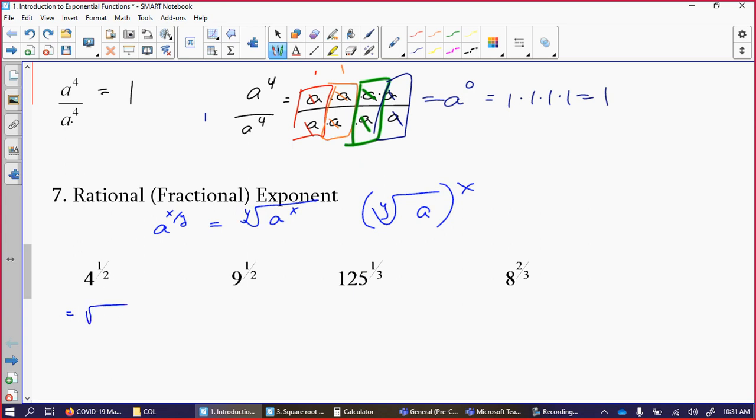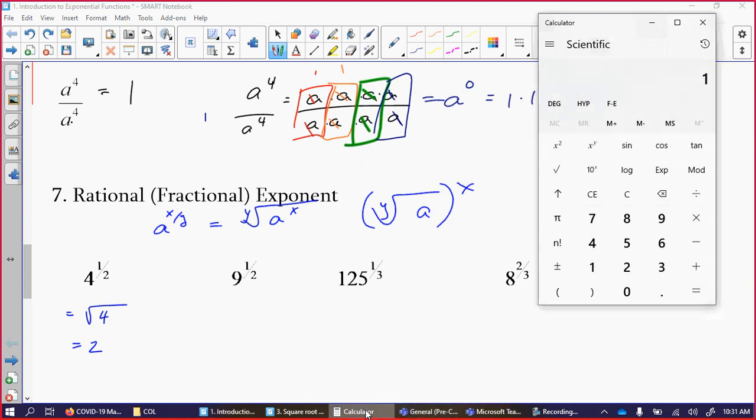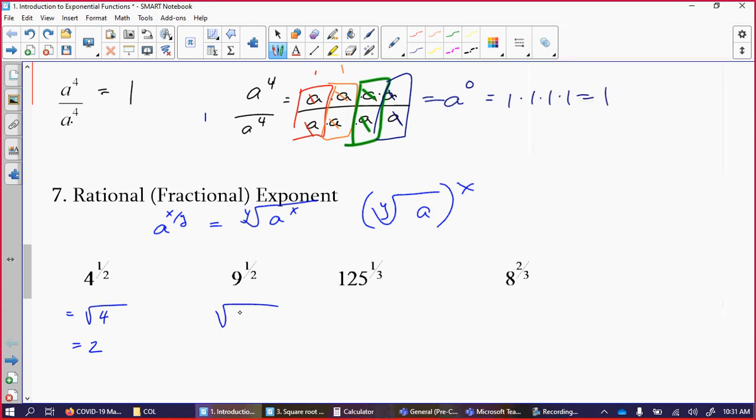So if it's a half, this is just the square root of 4, which is 2. And on one of my graphing calculators, the square root is a second function button. It's actually easier for me to use. Like if I'm doing this one, it's half, is 0.5. Well, there's the square root of 4. This one is the square root of 9, which is 3. Ooh, a little bit trickier. The cube root of 125, which is 5.